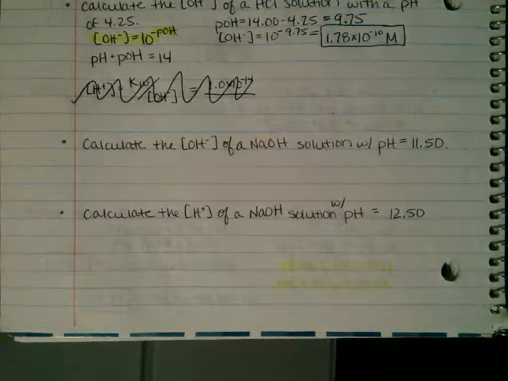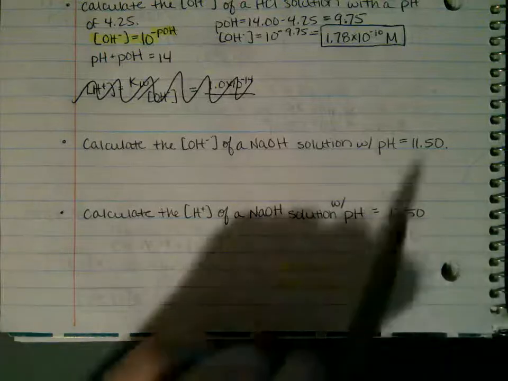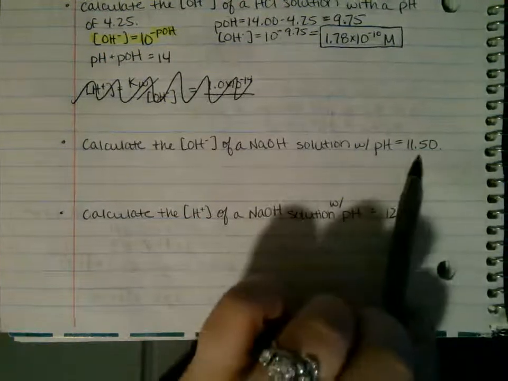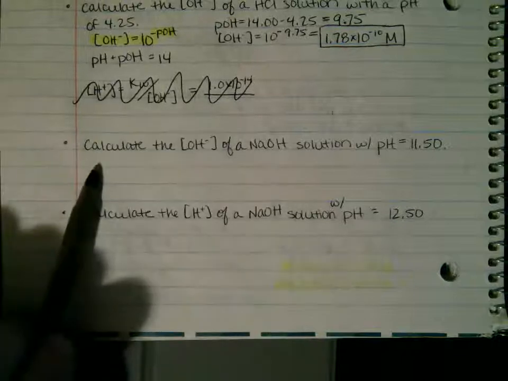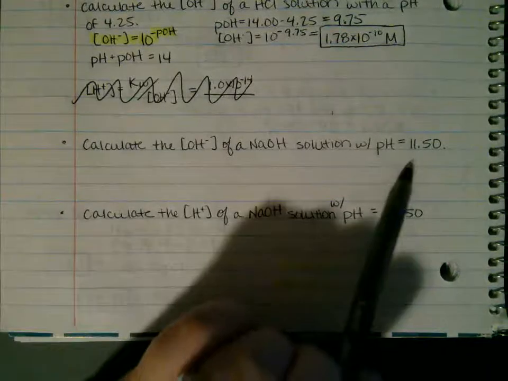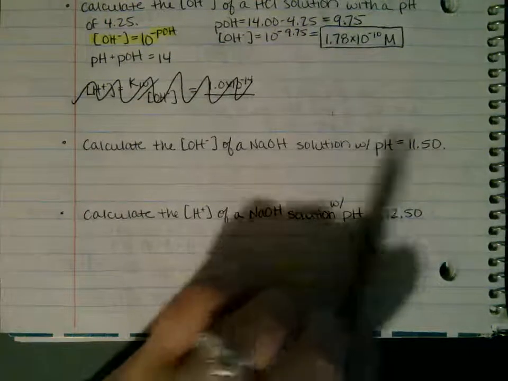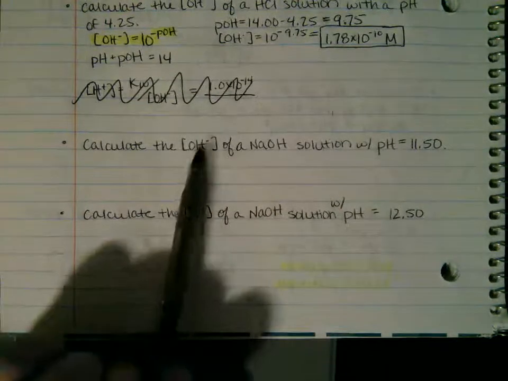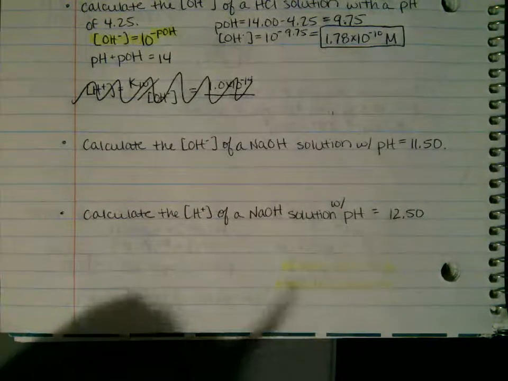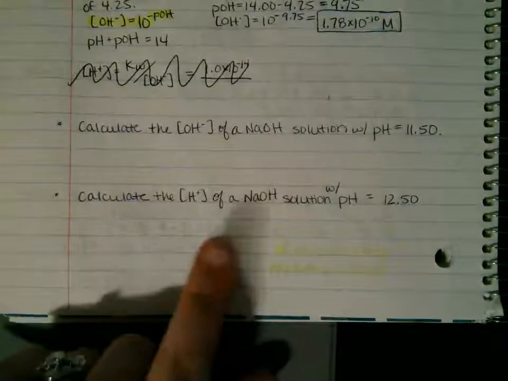Okay. Calculate the hydroxide ion concentration of sodium hydroxide solution with pH equals 11.5. Okay, that'd be very similar to what we did up here. Okay, you could find the pOH by subtracting. 10 to the negative pOH is going to give you that guy. This is the one I was thinking of.